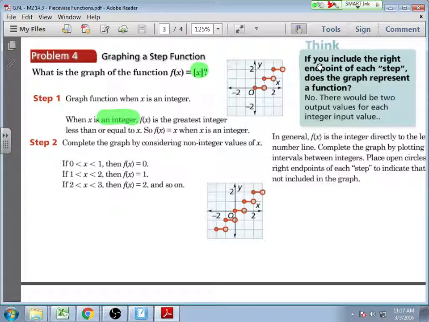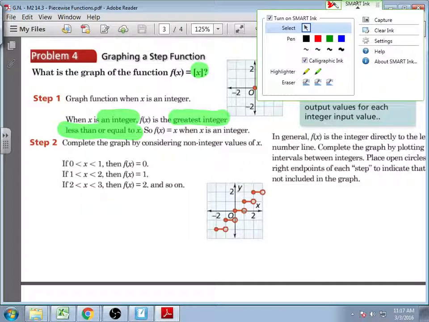Does that make sense? The brackets are telling me integer values. So if I was you, I would highlight, underline, circle, star, something to note when x is an integer there. And it is the greatest integer less than or equal to x. Less than or equal to x. Greatest integer less than or equal to.